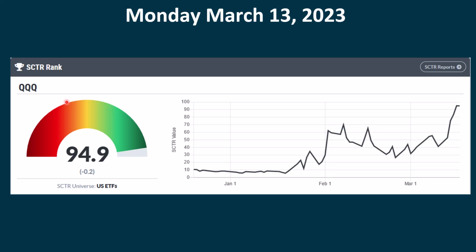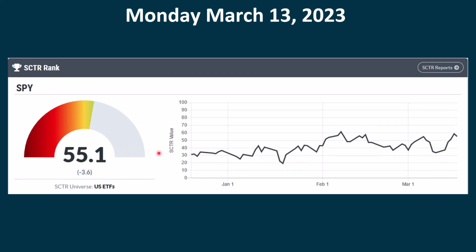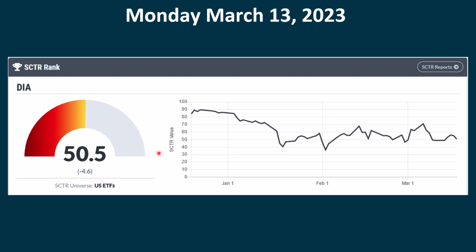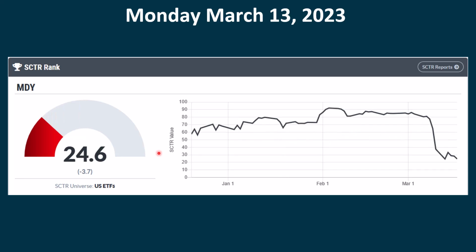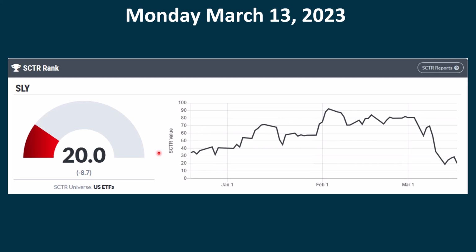Another thing that's kind of interesting is the 5 indexes that we follow, the Dow, the S&P, the NASDAQ 100, small caps and mid caps. Which one is doing the best? Well, right now, what's really in the lead is the QQQs, which is attached to the NASDAQ 100, with a score of 94.9. In second place, a distant second place, is 55.1 with the S&P 500. In third place is the Dow at 50.5. In fourth place is the mid-cap ETF at 24.6. And in last place is the small-cap ETF with a score of 20.